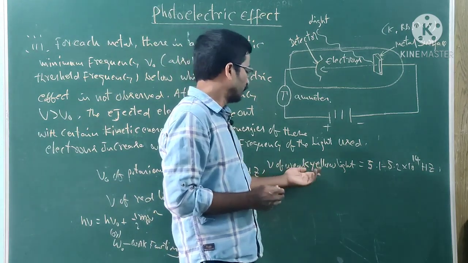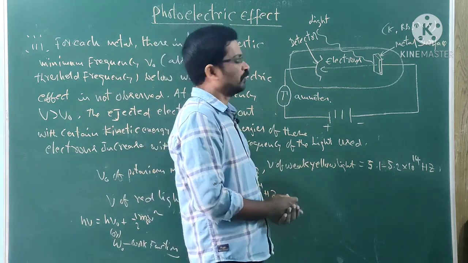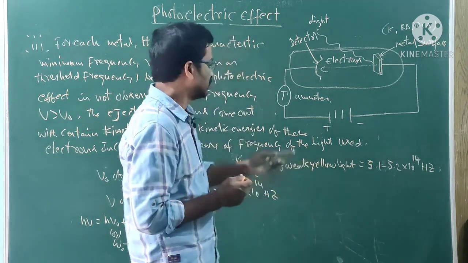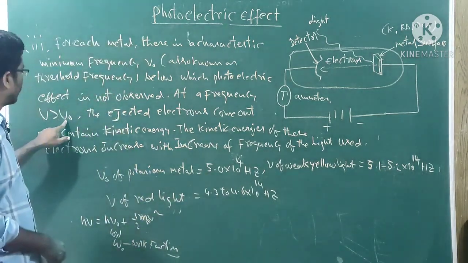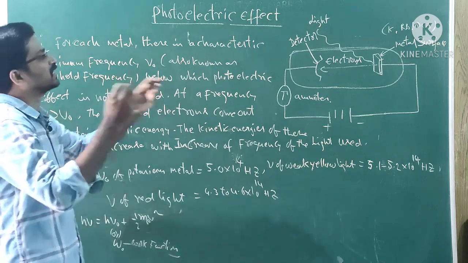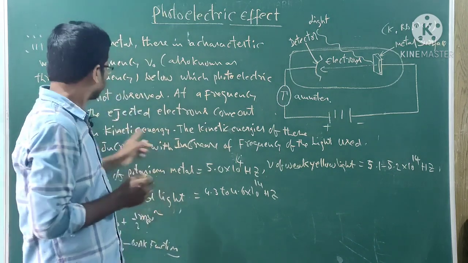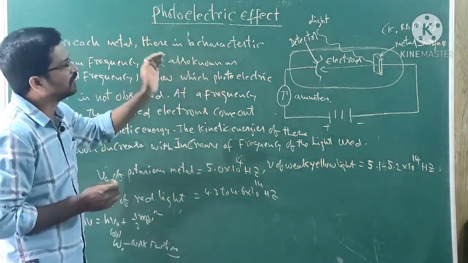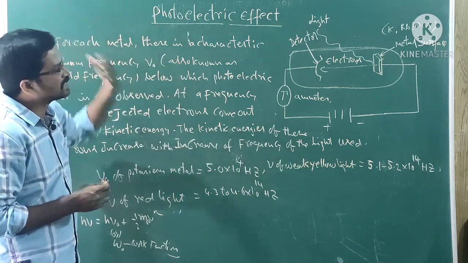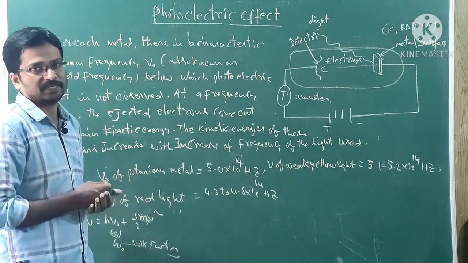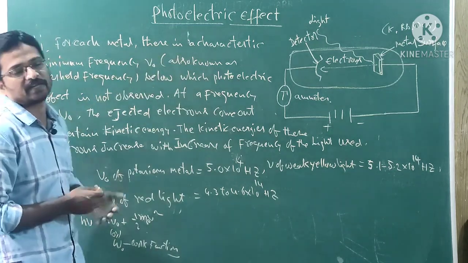So the frequency of weak yellow light is 5.1 to 5.2 times 10 raised to the power of 14 Hz. It means this energy is greater than this one. So the light energy should be greater than this one, then only ejection of electrons takes place. If the projected light has less energy, the ejection of electrons does not take place. If it has greater energy, then only ejection of electrons takes place.